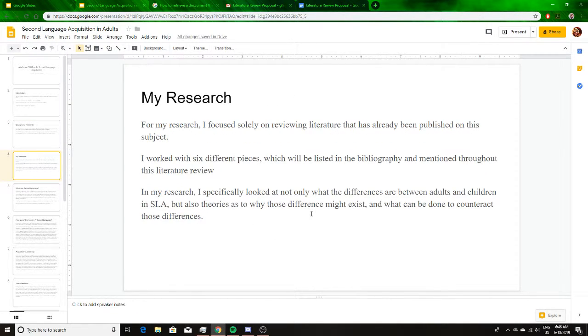For my research, since this is a literature review, I focus solely on reviewing literature that has already been published on this topic. I worked with 6 different pieces, which again will be listed in the bibliography, and I will mention throughout this literature review. I specifically wanted to look at not only what the differences are between adults and children, but also theories as to why those differences might exist, and what can be done by teachers to help counteract those differences and make the playing field more level for students.